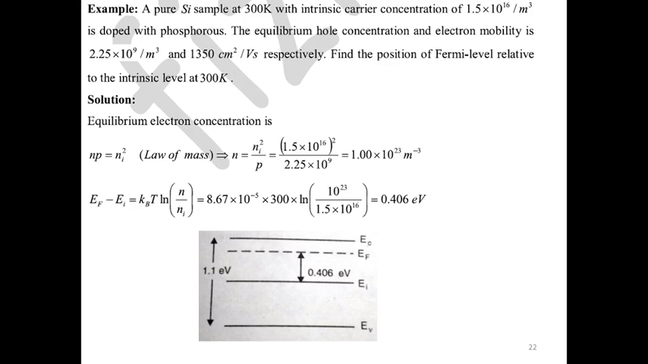And the relative position of your Fermi level with respect to the reference level, EF minus EI, just put all the values. Then you are getting 0.406 electron volt, which is shown in the figure, because this is a silicon material. The band gap is 1.12 electron volt. Then we'll go for more numericals.